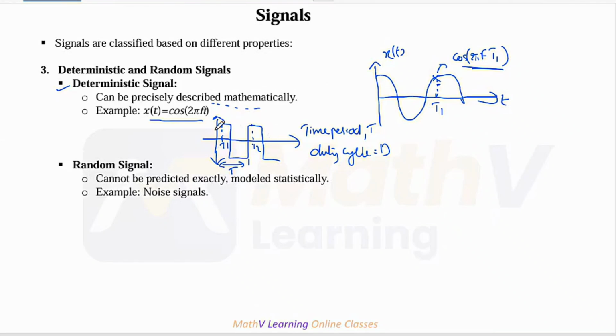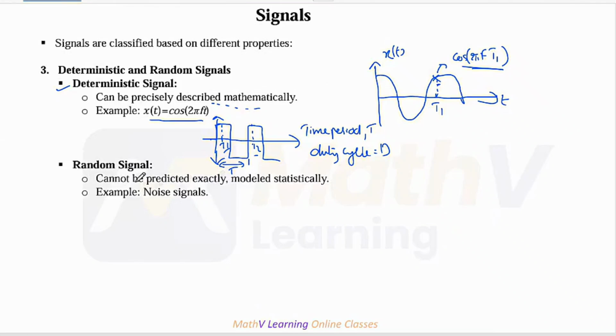Okay, provided we know the initial value. If we can correctly say what the value is at t equal to 0, then definitely we can say what is the value at t1, what is the value at t2, right? So that forms a deterministic signal.